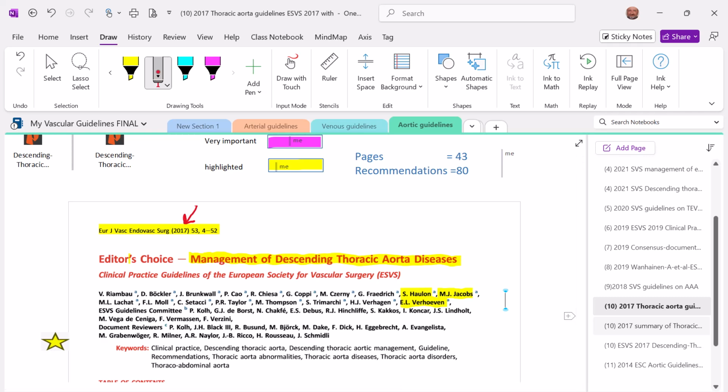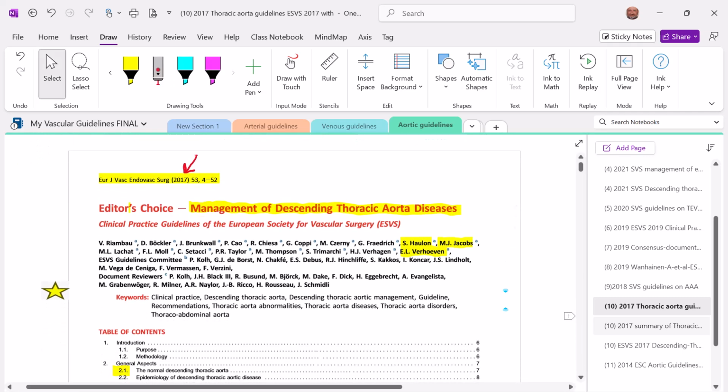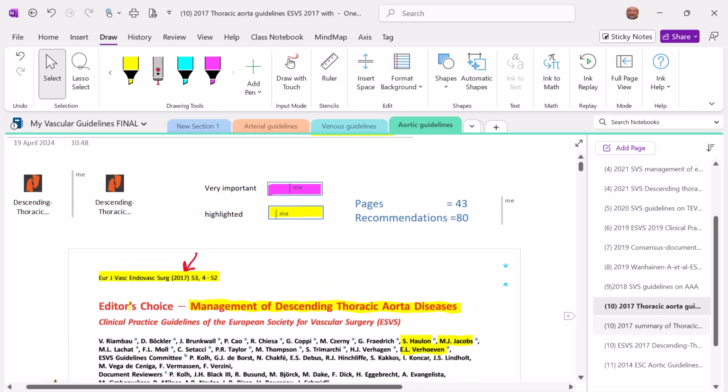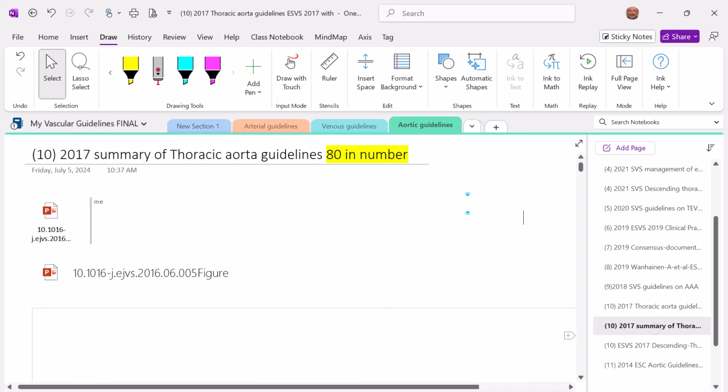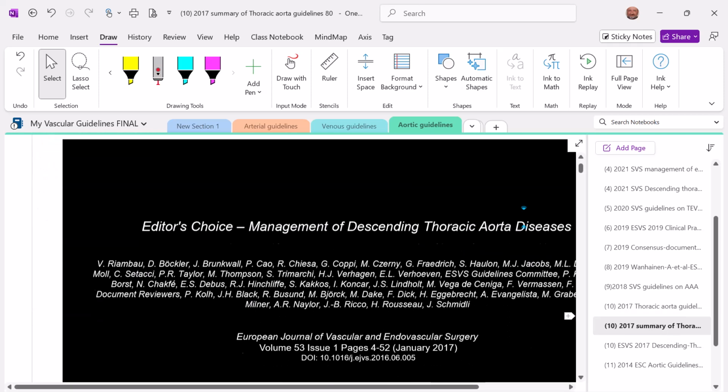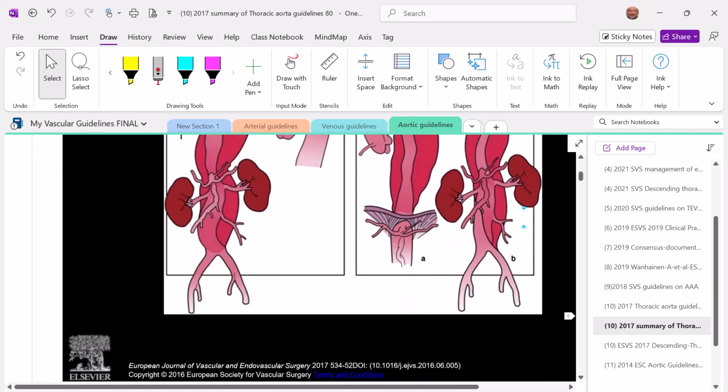The European, and probably you need to have a look at some of the people in the writing committee, which is Stéphane Moulin from France, Michael Jacobs from Netherlands, Eric Verhoeven, again, one of the very big names for descending aorta. So, as we said, we have 43 pages and we have 80 guidelines. This is the document. I usually have a summary of the ESVS. I put it in slides like this.